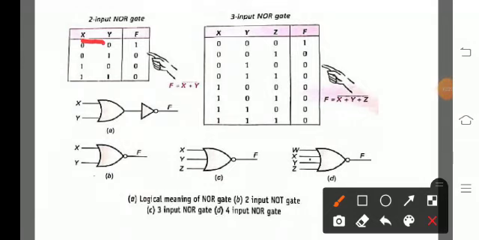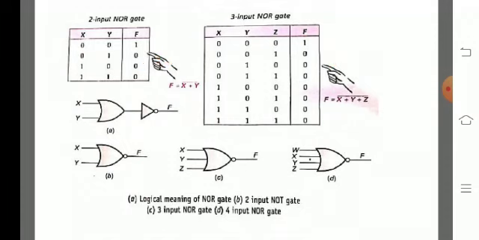Actually, OR means 0 plus 0 is 0 only. But in the NOR gate, it is the opposite answer of OR, it is 1. The next, 0 plus 1 is 1, but it is 0. 1 plus 0 is 1, but it is 0. 1 plus 1 is 1, but it is 0. So the opposite answer of the OR gate. Like that, you have to write the truth tables.